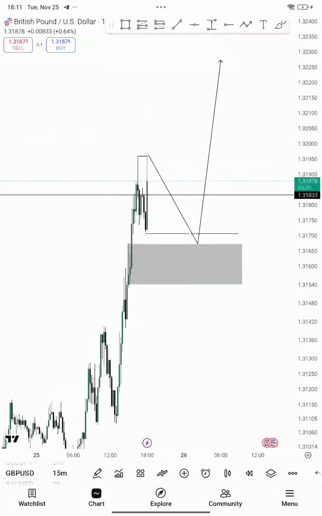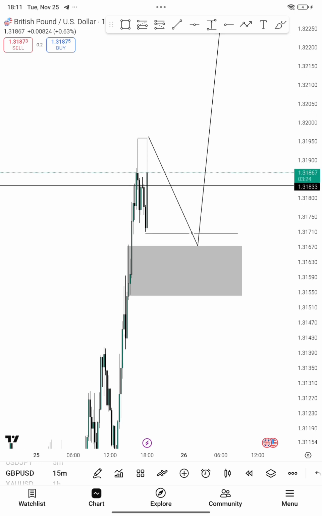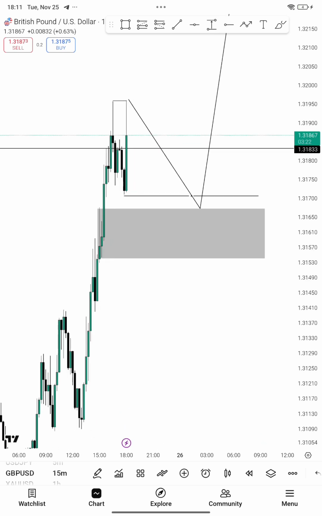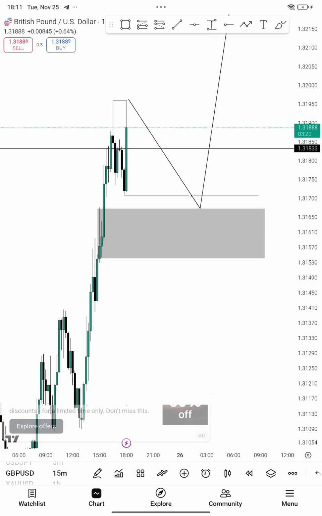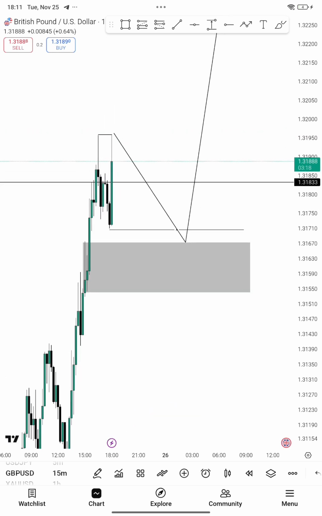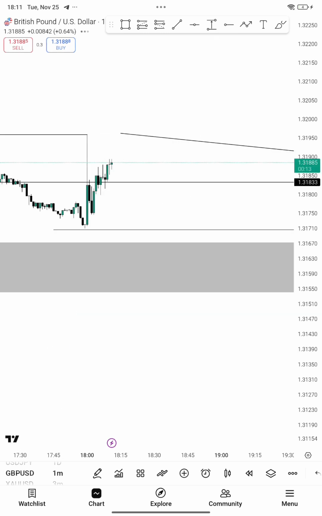And before I forget, I don't just take trades off only the 15-minute analysis. I use a 1 minute confirmation entry. How I do my confirmation entry is that once the market gets to this point, my POI, which is my point of interest, I'll go to the 1 minute time frame and look for a confirmation entry.